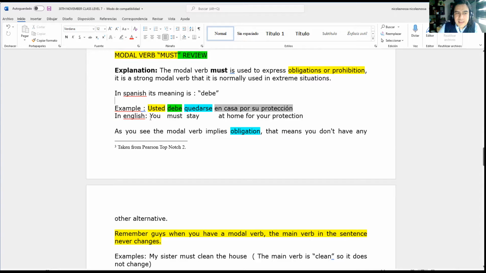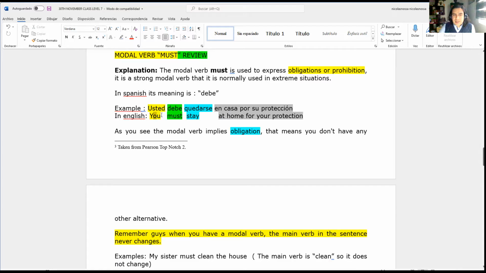Lo voy a decir en inglés. Usted, pues el sujeto siempre va primero. You. The modal verb must. Modal must, debe. Mi verbo tiene que ir un verbo principal, stay, and the complement. Okay? Y el complement. ¿Listo? Esa es la estructura. Okay? Remember.